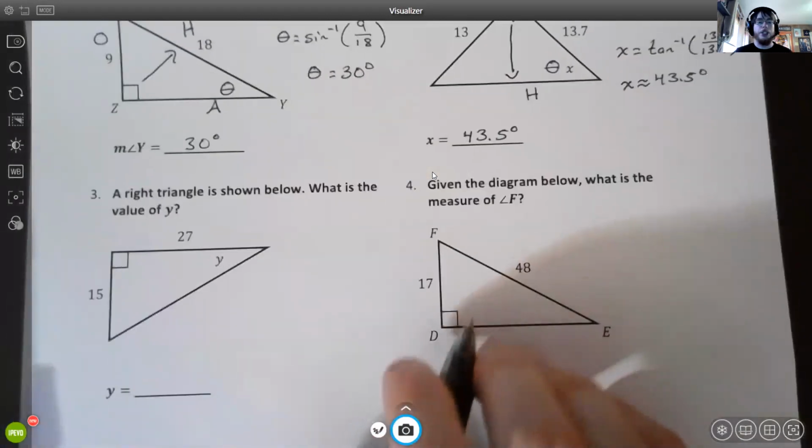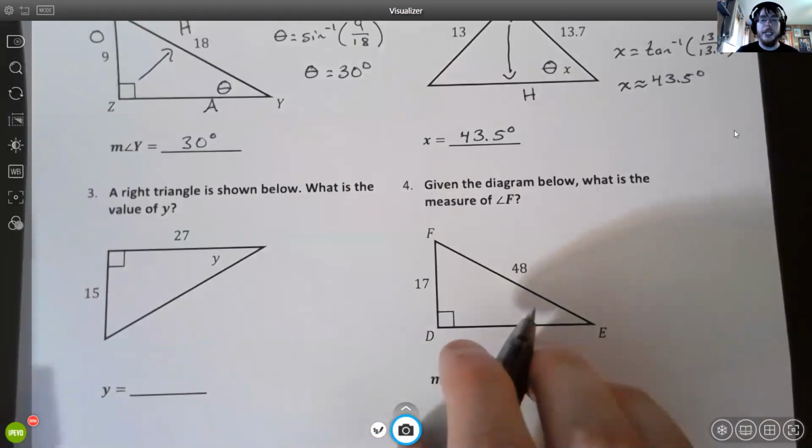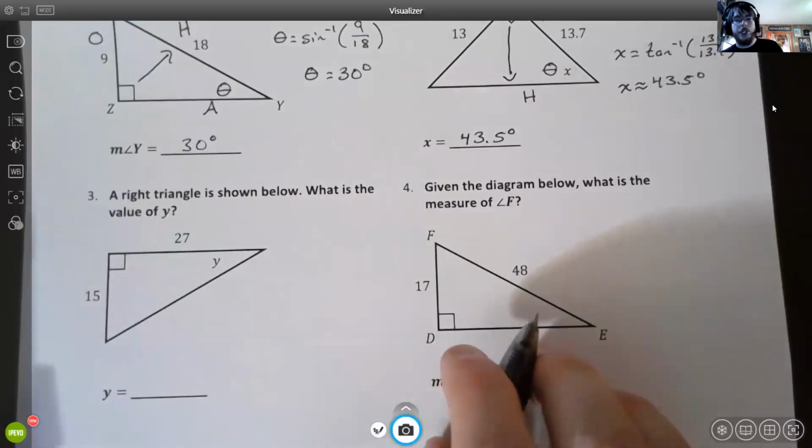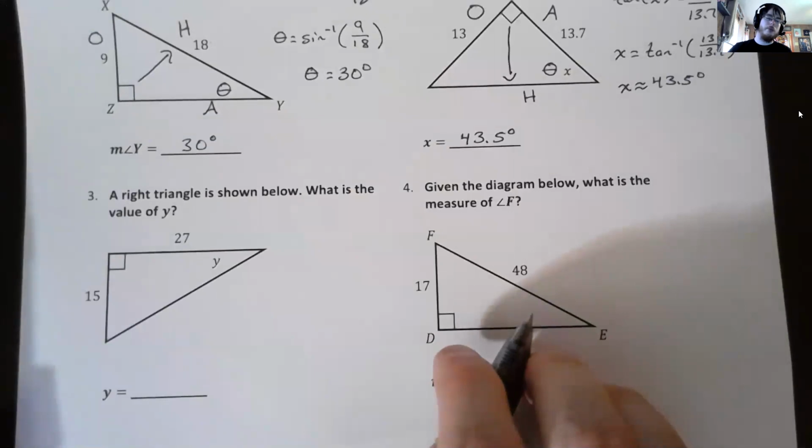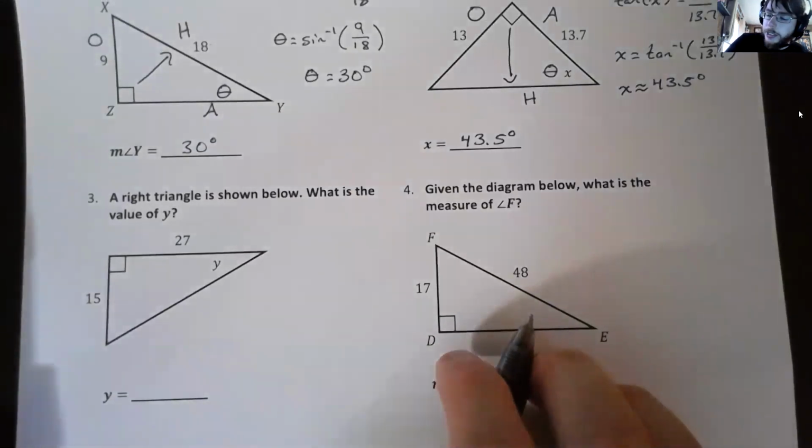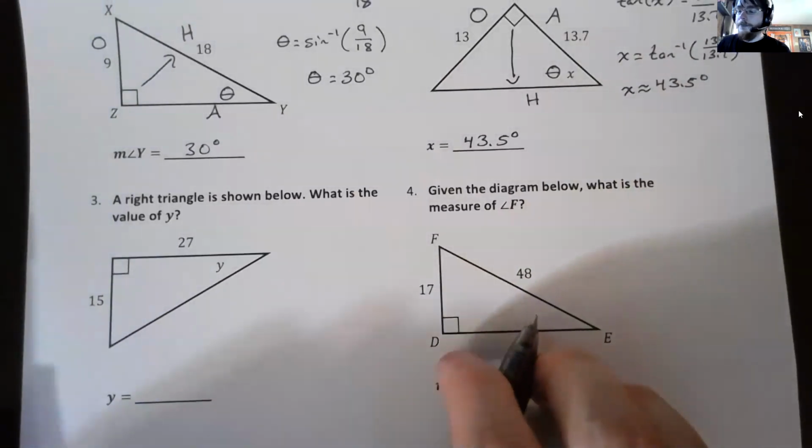All right, if you want to try number 3 and 4 on your own, go ahead, give it a go, and then come back and see how you did. Otherwise, continue watching and see how they're worked out.